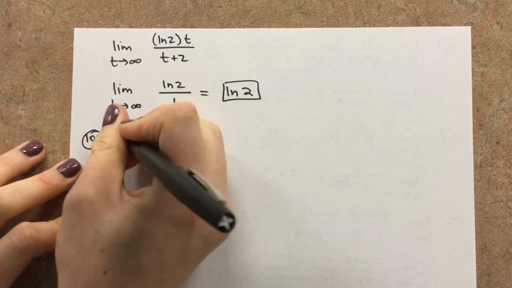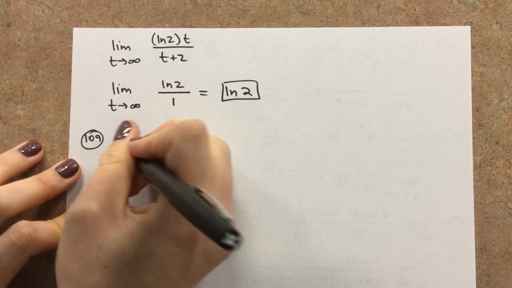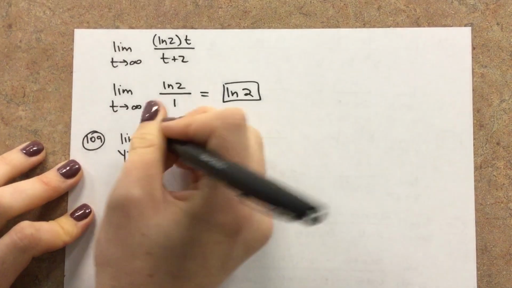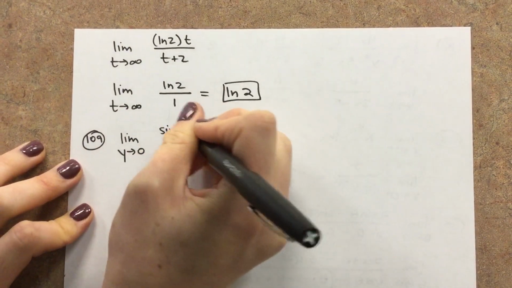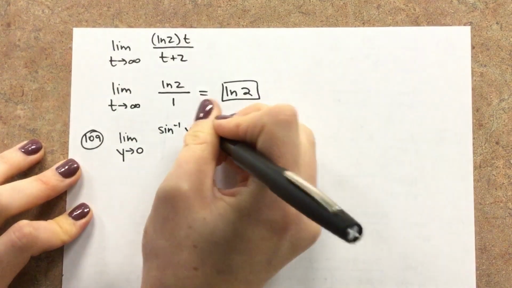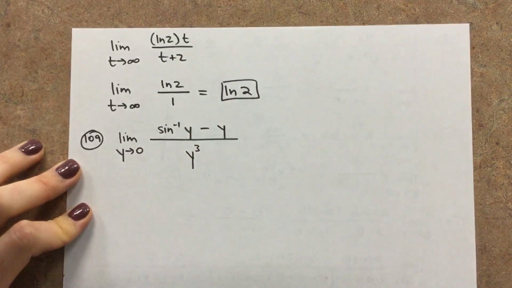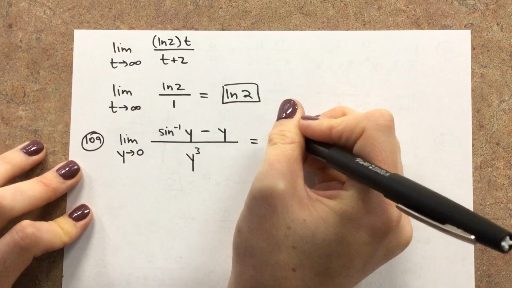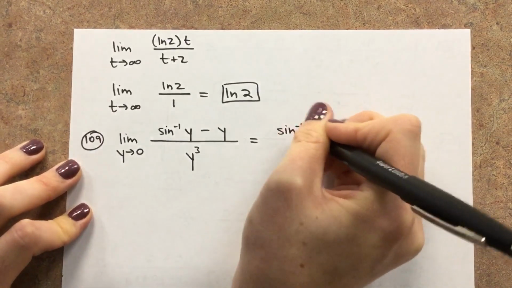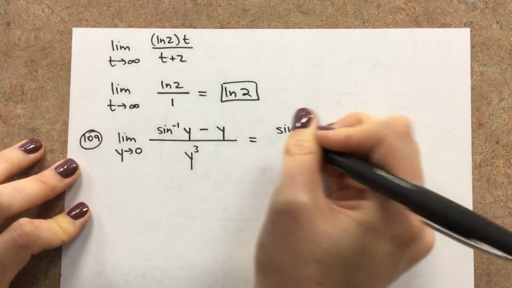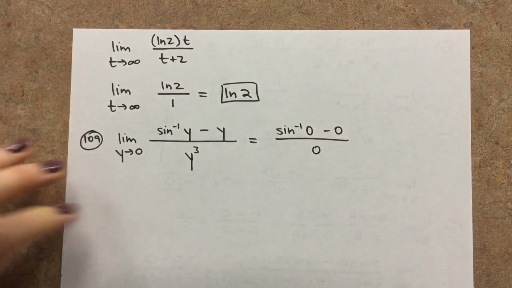So 109, we've got the limit as y approaches 0 of sine inverse. I gave you guys lots of different derivatives to practice here too. Minus y over y cubed. So we go to sub that 0 in. Sine inverse of 0, we'll talk about that in a second, minus 0, and then 0 cubed is obviously 0.